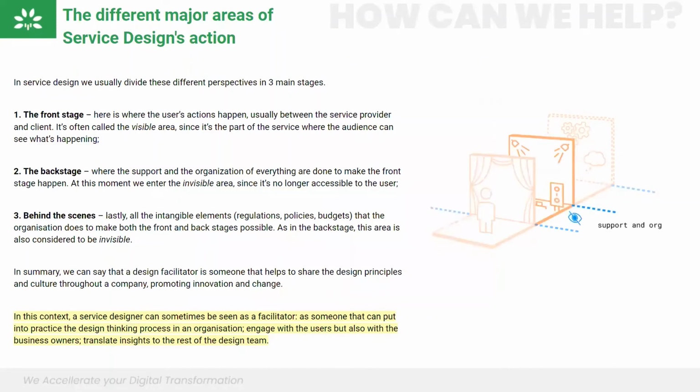So going into detail about what is front stage. The front stage is where the user actions happen, usually between the service provider and the client. It's often called the visible area, since it's the part of the service where the audience can see what is happening. Backstage is where support and organization of everything are done to make the front stage happen. At this moment we enter the invisible area, and the scenes are no longer accessible to the user. Behind the scenes, lastly, are the intangible elements like regulations, policies, and budgets that the organization sets to make both front stage and backstage possible. This area is also considered invisible.